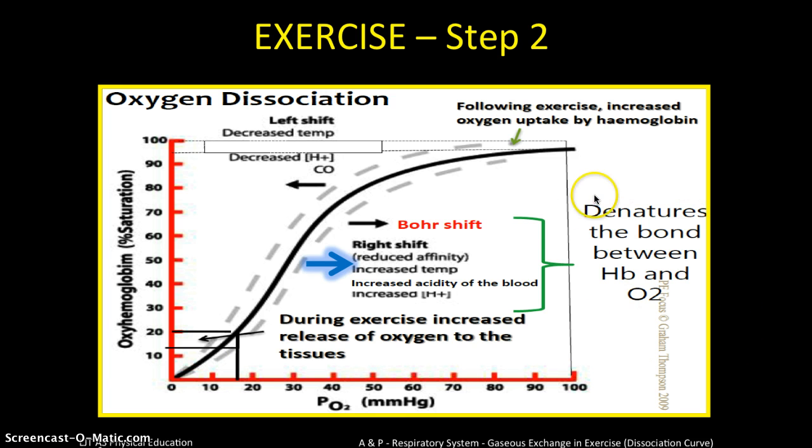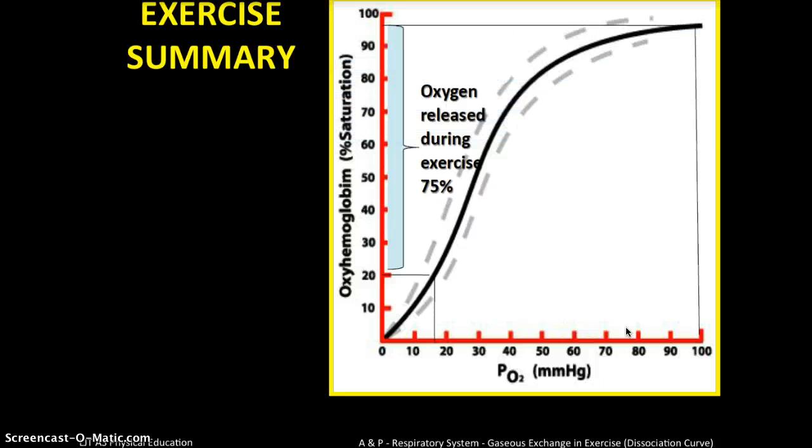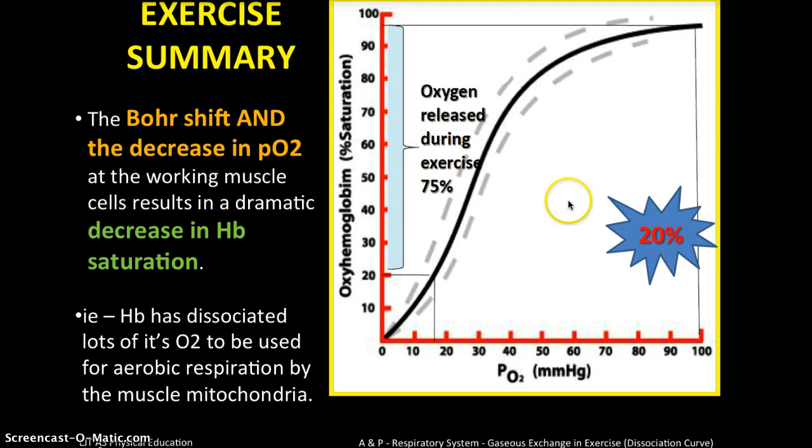Those 3 physiological changes denature the bond between hemoglobin and oxygen. They make hemoglobin unable to hold on to the oxygen, make it release it even more. And that is logical. That is what we want to do. We want to let more oxygen go from our hemoglobin. So in summary, the Bohr shift, that shift of the curve to the right, and the reduction in the partial pressure of oxygen in our muscle cells, which increases the diffusion gradient at the muscle cells, combine to basically make hemoglobin less saturated and release more oxygen to the muscle cells, which is what we need to happen.